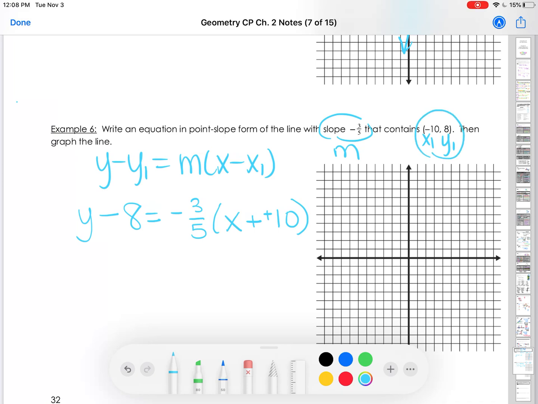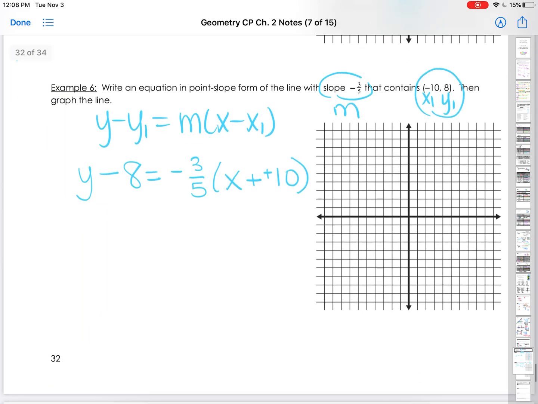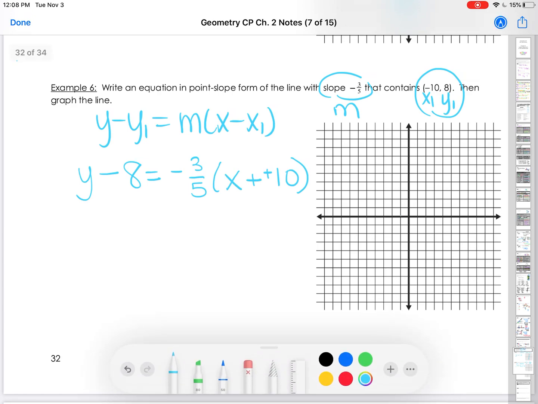Okay, now I'm going to plot this point and count the slope from there. So let's kind of get the whole thing showing. We need to go -10, 8. So that's 1, 2, 3, 4, 5, 6, 7, 8, 9, 10. There's my -10. And then I need to go up 8. 1, 2, 3, 4, 5, 6, 7, 8. There's my point. My slope is -3/5, which means I'm going to count down 3, right 5. And I could keep going if I wanted to.